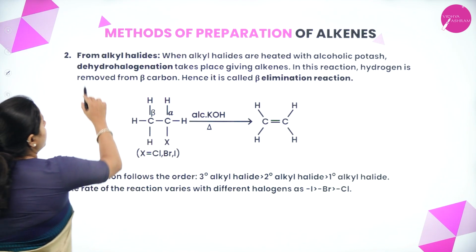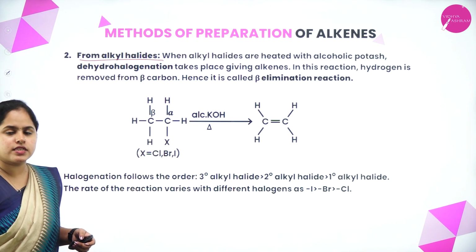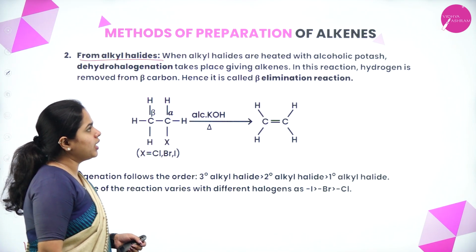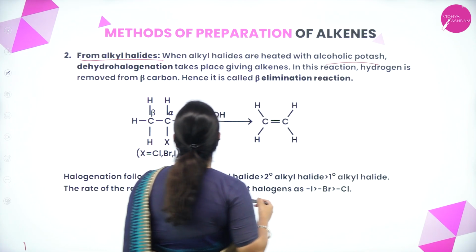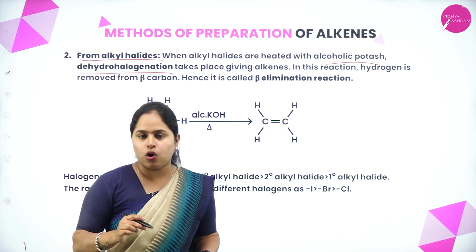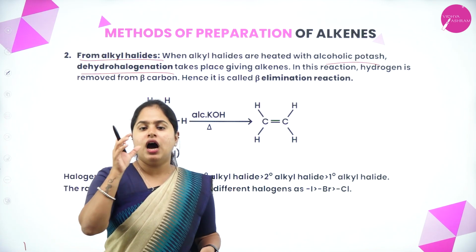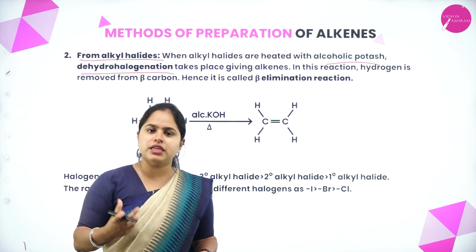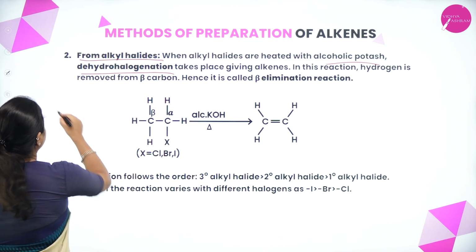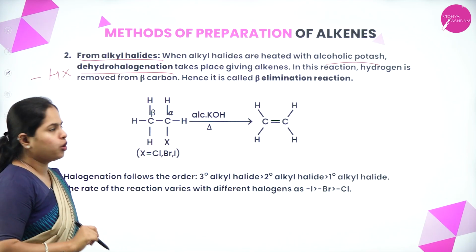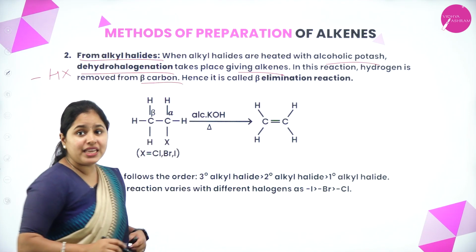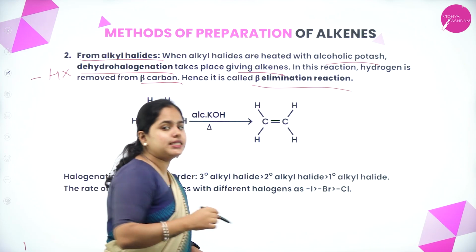Now the next method is from alkyl halides. So we have already discussed what alkyl halides are in the alkanes, right? So let's see. When alkyl halides are heated with alcoholic potash, dehydrohalogenation takes place. So what is dehydrohalogenation? As I already told you, de means we are removing something. Hydro stands for hydrogen. Halogenation means removal of halogen. So dehydrohalogenation means removal of hydrogen and halogen. That means in general I can say HX will be removed, which gives alkenes. In this reaction, hydrogen is removed from the beta carbon. Hence it is also called beta elimination reaction.